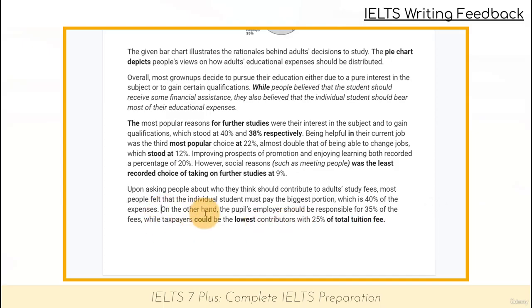Okay, let's just read this back. On the other hand, the pupil's employer should be responsible for 35% of the fees, while taxpayers could be the lowest contributors with 25% of total tuition. And I'm going to take out that fee because of repetition, which is always something to try and avoid somewhat. And there's one more change.